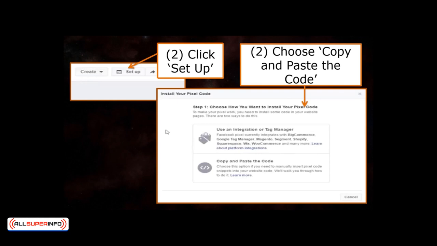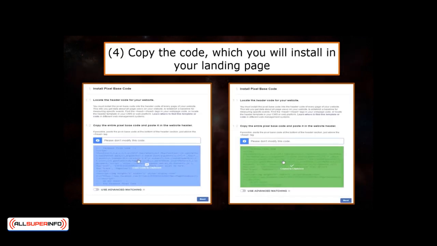Then a pop-up will appear where it states Install your Pixel code. There will be two options, which are Use an Integration or Tag Manager, and Copy and Paste the Code. You will then click on Copy and Paste the Code. After that, you'll see Install Pixel Base Code, where there will be a code ready for you to use. All you need to do is click on the code and it will be automatically copied.